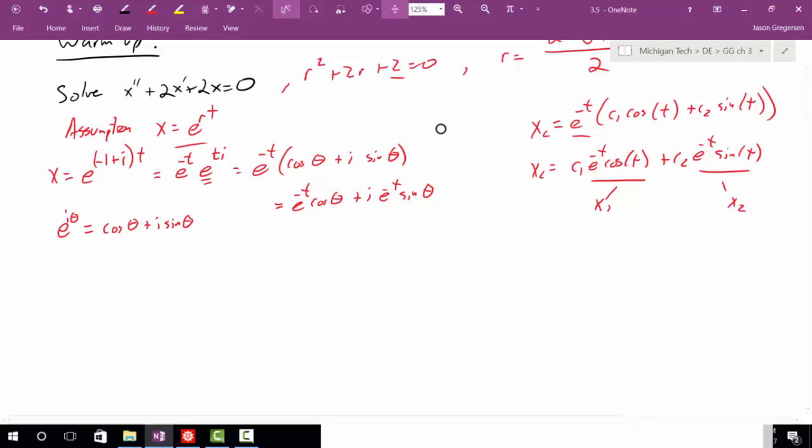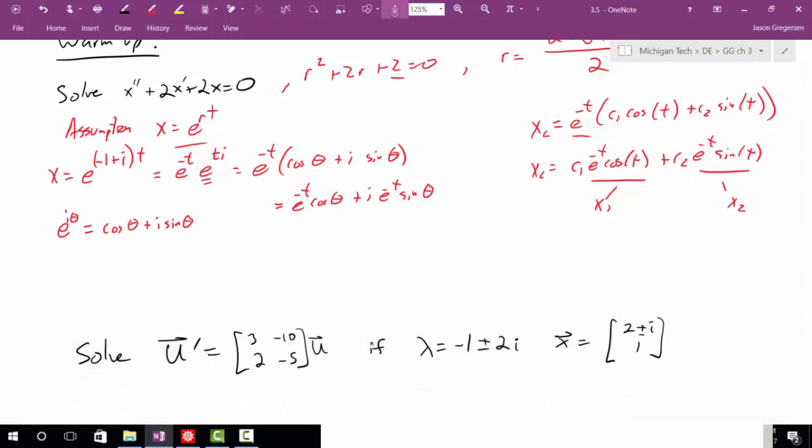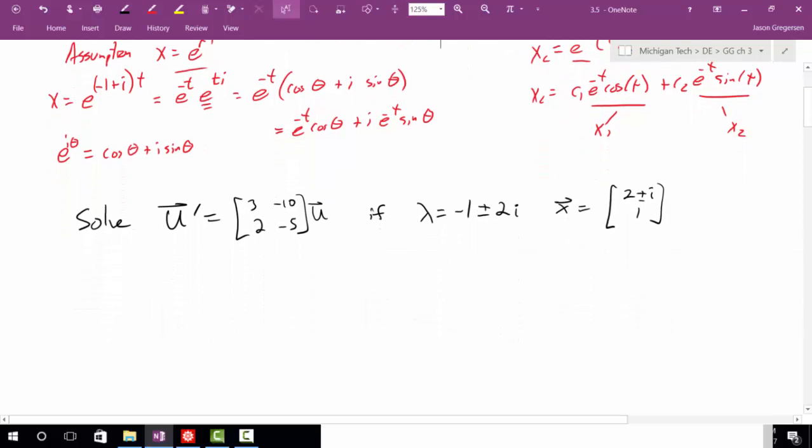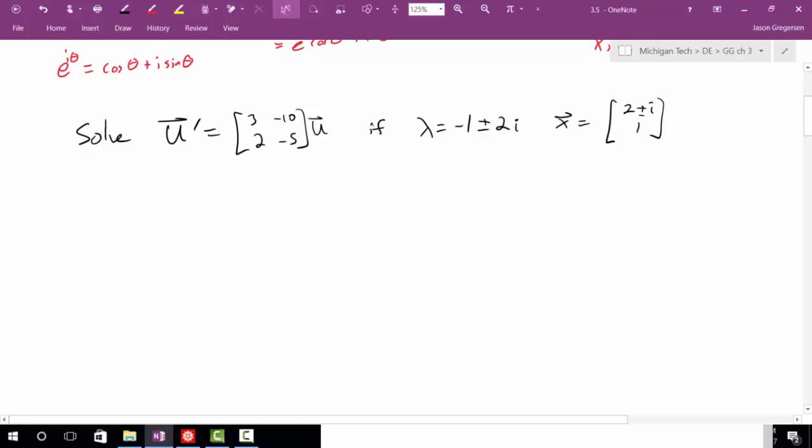All right, that was the big idea as we extended into systems. So what we talked about last time was now I have this system of differential equations. And our first step to solving the system would be to calculate the eigenvalues and eigenvectors. And I have done that ahead of time here.